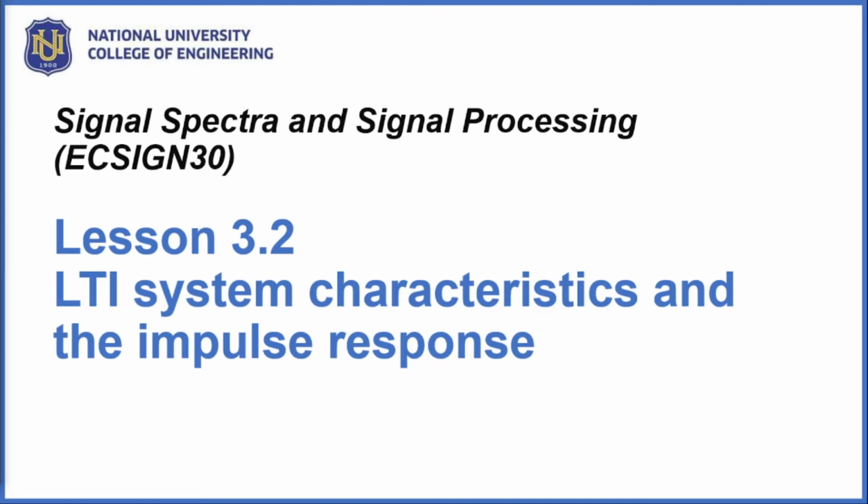Okay, so in this lesson we will revisit two characteristics that we have discussed before, but we have discussed them in general terms. That is the causality of the system as well as the stability of the system. We will revisit them now, but in view of the impulse response as a way to determine the system's causality and stability.